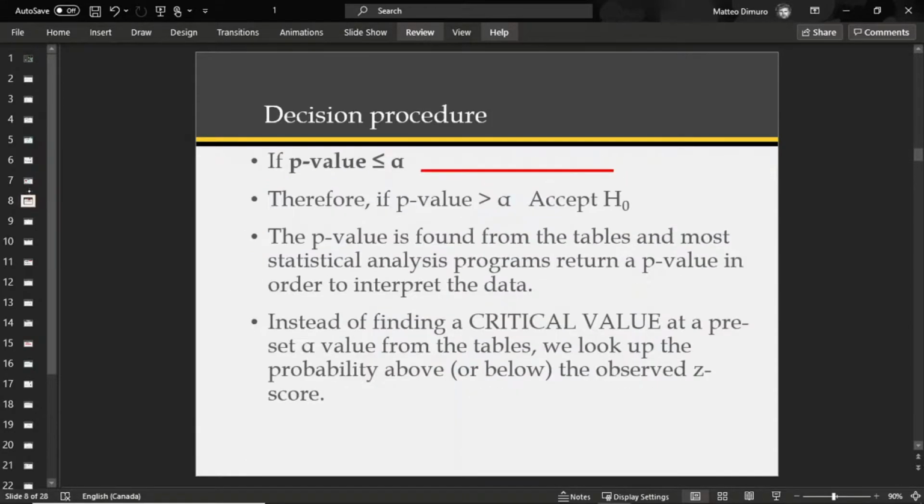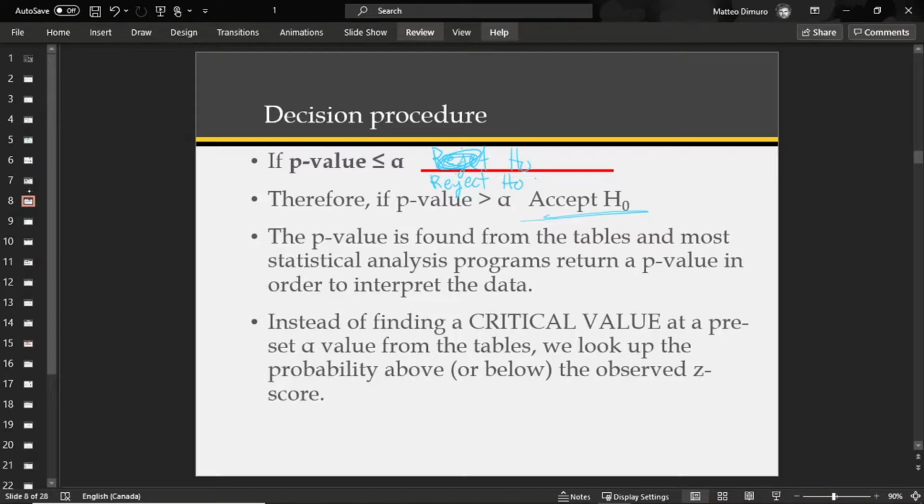So if the p-value is less than or equal to the alpha value, we reject H0. Therefore, if the p-value is greater than the alpha value, then we accept H0. The p-value is found from the tables, and most statistical analysis programs will actually return a p-value. So that I already said.